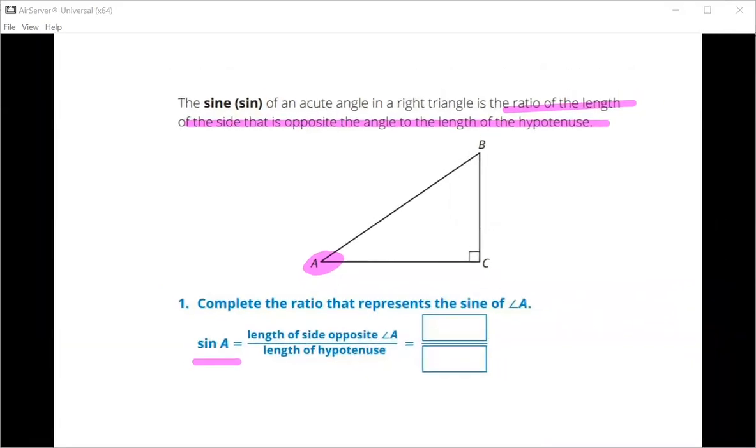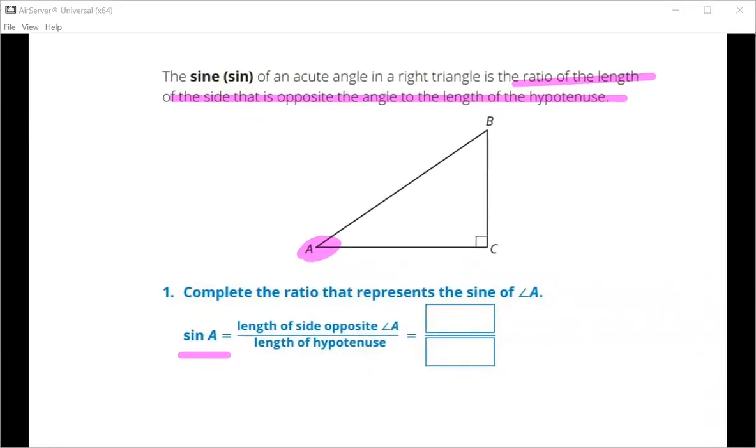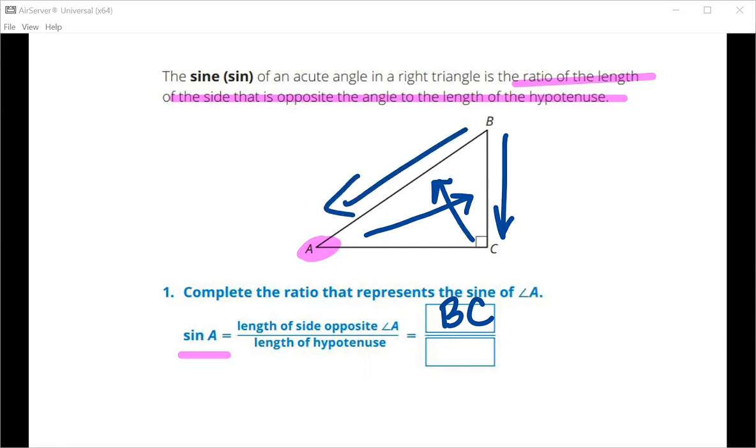To do that, I know that the sine says I'm looking for the length of the side that's opposite angle A. The length of that side is going to be side BC. I am then looking for the length of my hypotenuse, which is the side directly across from the right angle. In that case, that's going to be side BA. And so that's how we find our sine for a particular angle, given a reference angle.